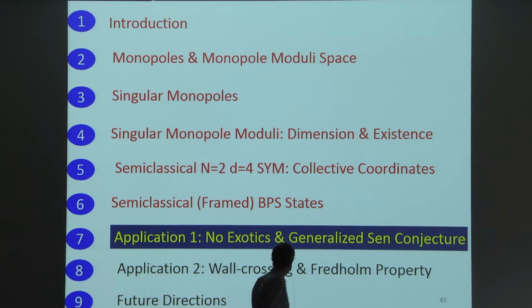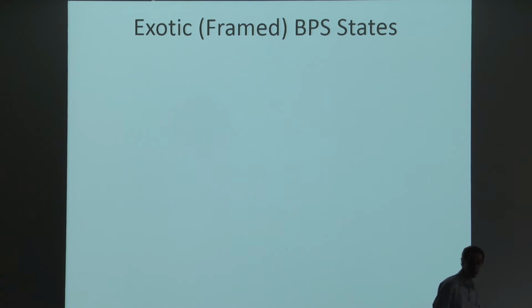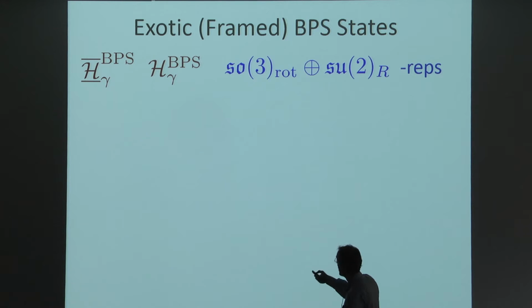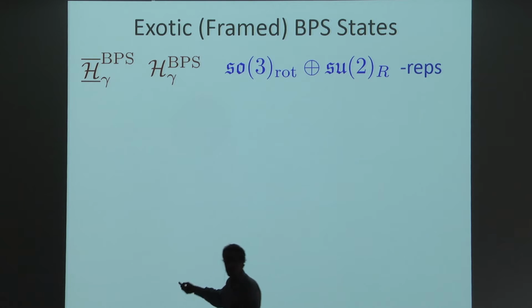So item 1 is, what are exotics? What are exotic BPS states or exotic framed BPS states? Okay, so let's define that. So we have these spaces of BPS states, and we're talking about particles here. When you talk about particles, you're talking about a unitary representation of the super Poincaré group, and so you have to represent the little supergroup.